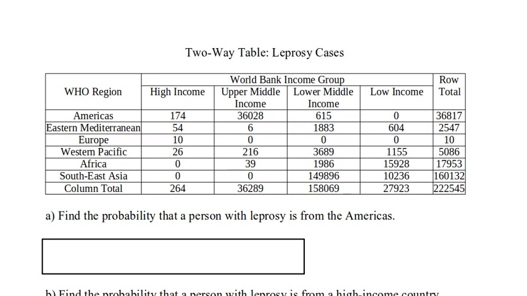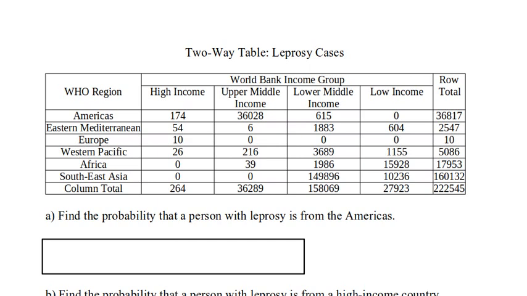This is called a two-way table because we can see the data arranged in 2 ways. In other words, we can look only at columns and talk about income. We can look only at rows and talk about region. We've got a total in the bottom right, that's 222,545. Notice that that is the total of the columns and the total of the rows. So we're looking at people based on what region they're in, what the income of the country they live in is. This allows us to ask a lot of probability questions. It allows us to determine whether certain things are independent or dependent.